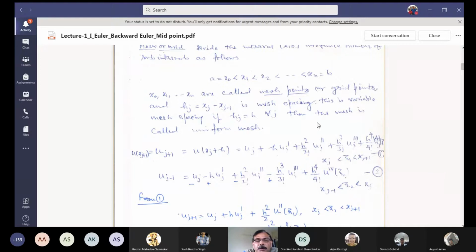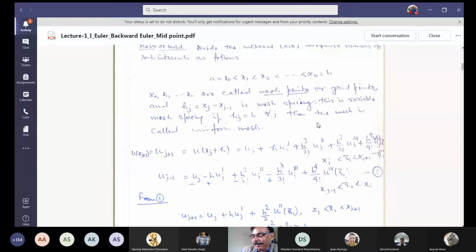This is written for non-uniform mesh spacing. If it is uniform, what will be the step size? h will be, what will be the step size? Anybody? A minus b by n. Not a minus b, it will be b minus a by n, sorry.